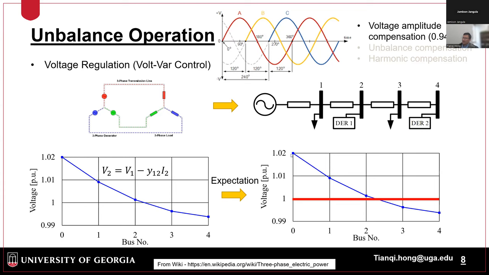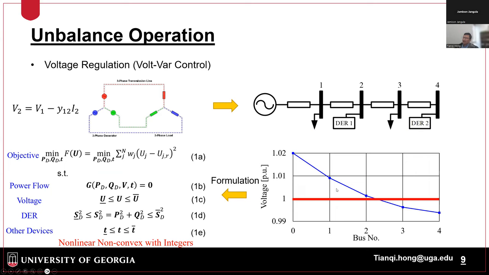In order to achieve this expectation, we formulate the entire requirement as an optimization problem. The objective is to minimize the voltage deviation between the actual voltage and the voltage reference. Of course, we need to consider the power flow constraints, which are the physics of the system, and the voltage constraints, because sometimes you cannot achieve the reference you want. We also need to consider the physical constraints of the distributed energy resources, because you cannot output infinite active power and reactive power. Finally, we can consider other active devices such as transformer tap changers or capacitor banks. This problem is nonlinear, non-convex, and sometimes involves integers. Solving it is already very challenging, but that is not the topic of today. We just assume that we can find a solution to this balanced voltage regulation problem.